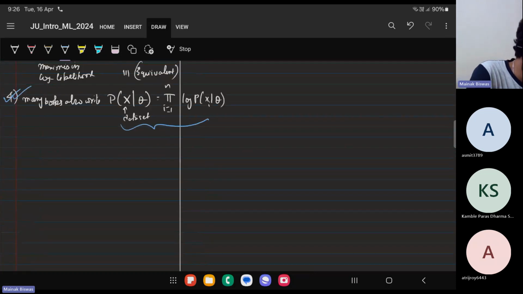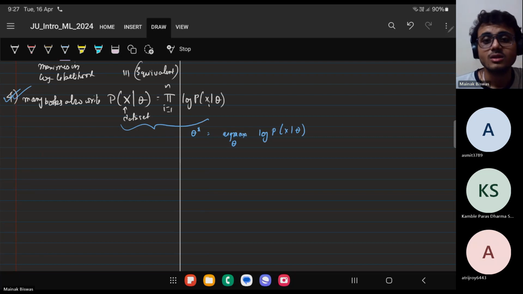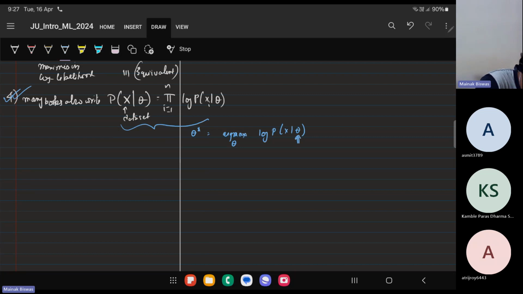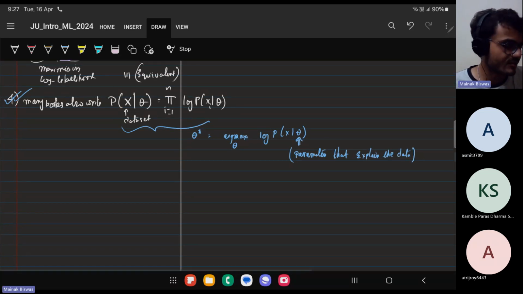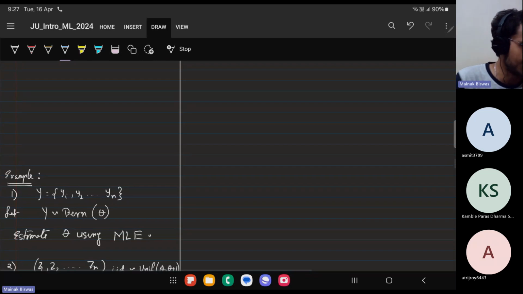So this part is clear, right? Theta star is the argmax of theta log of P of X given theta. What is given theta, you may ask me? Remember, what is theta? Parameters that explain the data, right? Abstractly, it's much more difficult to understand. Let us take an example.